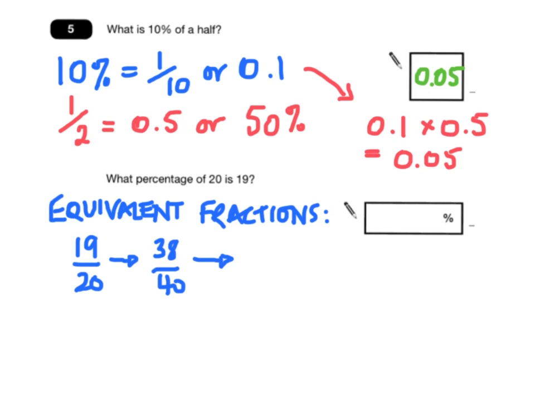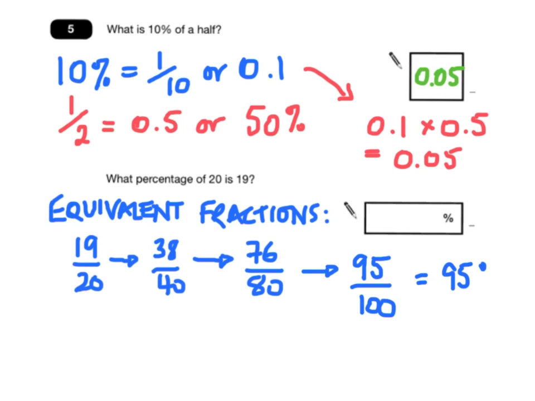Another way of saying it, we could change it to 80ths. So again, we're doubling the numerator from 40 to 80, so we double the denominator from 38 to 76. And then if we add another 19 on the top and another 20 on the bottom, we get 95 over 100, which is the same as 95%.